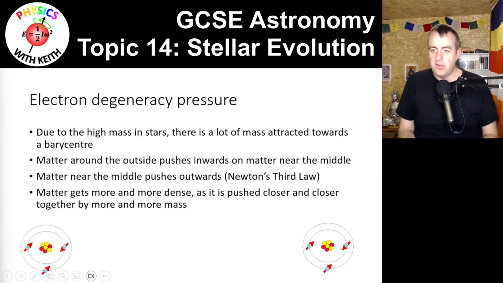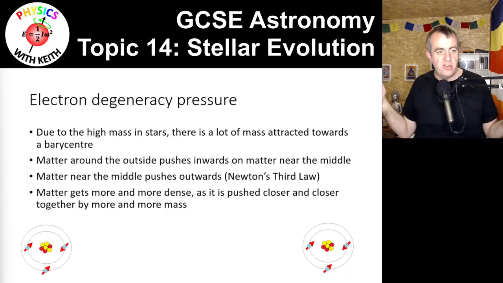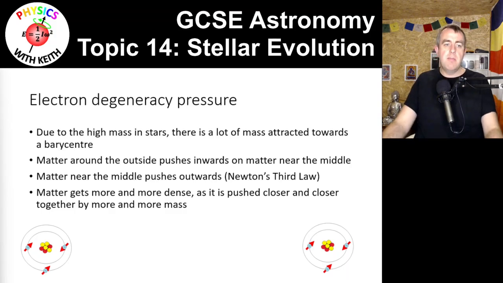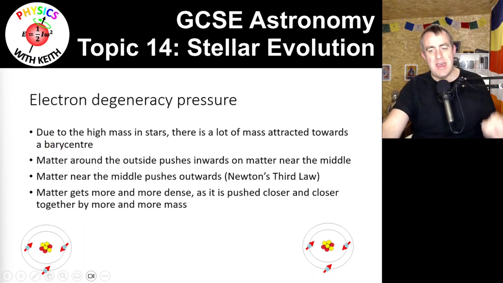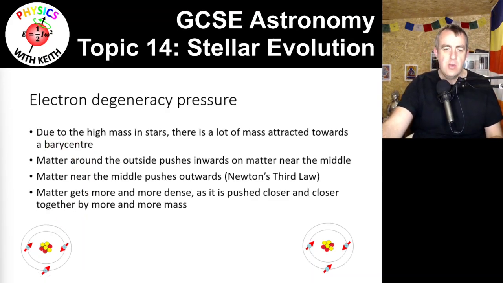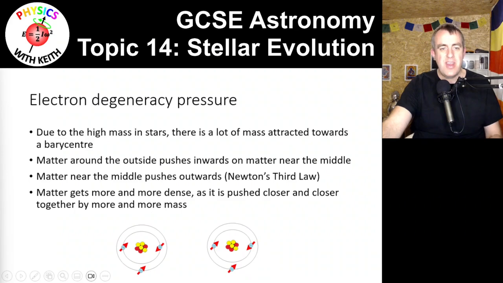So I've got a little bit of text here for you to read if you want to. It says matter outside pushes in, matter inside pushes out. That's Newton's third law. So the matter inside gets denser and denser and denser, but it's got a limit to how dense it can get. Barycenter, by the way, just means the center of mass of a system, where we can consider the mass of all the system to be on average. So these get closer together, but there's a limit. They can't get infinitely close together.